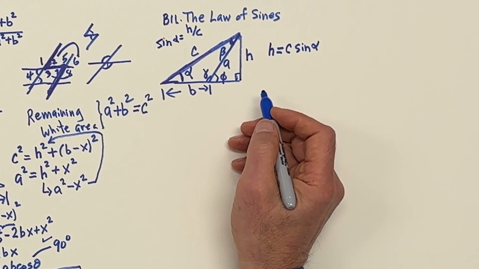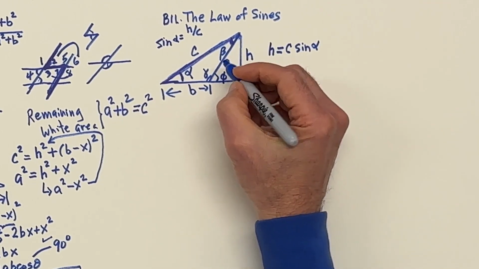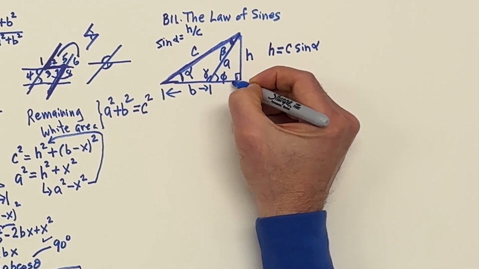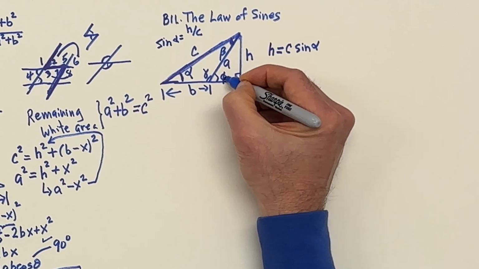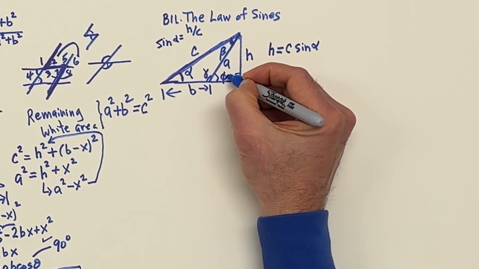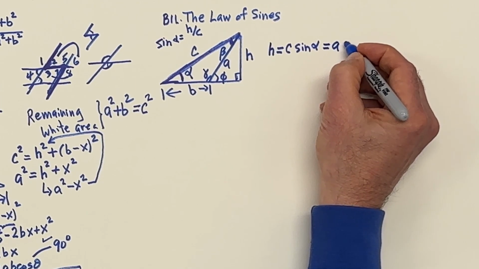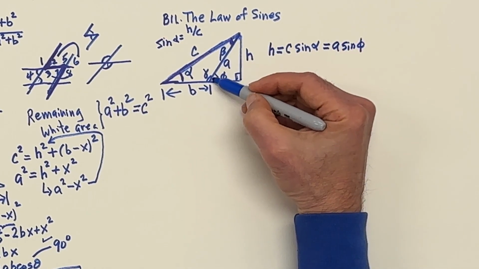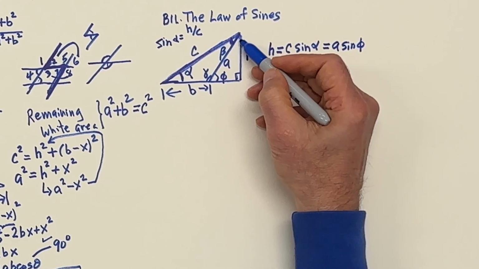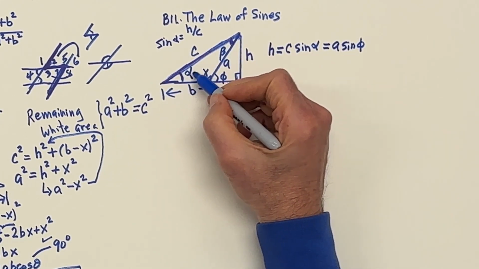So it's nice to be able to do that quickly either way. But now notice that if we look at this triangle in here, this triangle has a hypotenuse A, but H is opposite that phi. So therefore, this is also equal to A times the sine of phi. So A times the sine of phi gets you this, but C times the sine of alpha gets you the same thing.